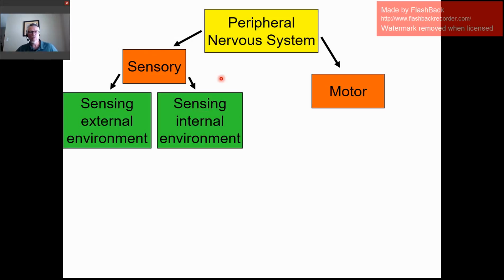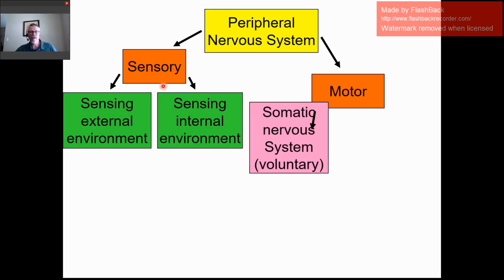But there's also a whole lot of information that your brain needs to keep track of from your internal environment. So for example, how fast is my heart beating? What is my blood pressure? What's the blood glucose level? Do I have enough sugar in my bloodstream? What's the pH of my blood? All that kind of stuff needs to be tracked, monitored. So you have sensors that keep track of your internal environment as well. And those are part of your peripheral nervous system in the sensory arm.